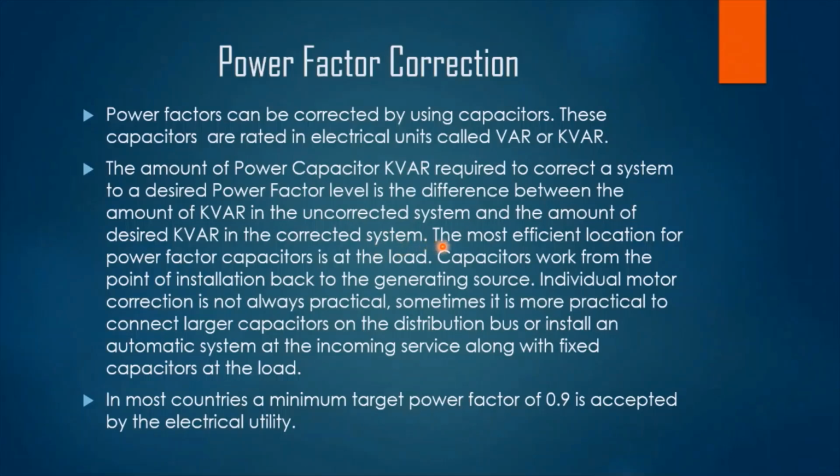We have two ways to install capacitors: either at each load, or we can install at the main panel or the main distribution board panel. We can just install there a capacitor bank panel. And we already mentioned that most countries have a minimum target power factor of 0.9. If this 0.9 power factor is not achieved in our project, for example, the utility is entitled to charge you a penalty.